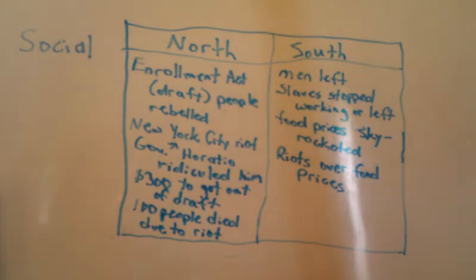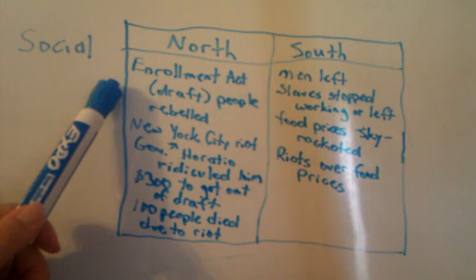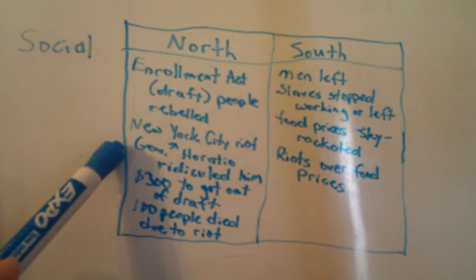Okay, so let's talk about how it's affecting the North and South socially. Lincoln passed the Enrollment Act, which is the draft. People rebelled. There was a New York City riot. The governor, Horatio, ridiculed the president.